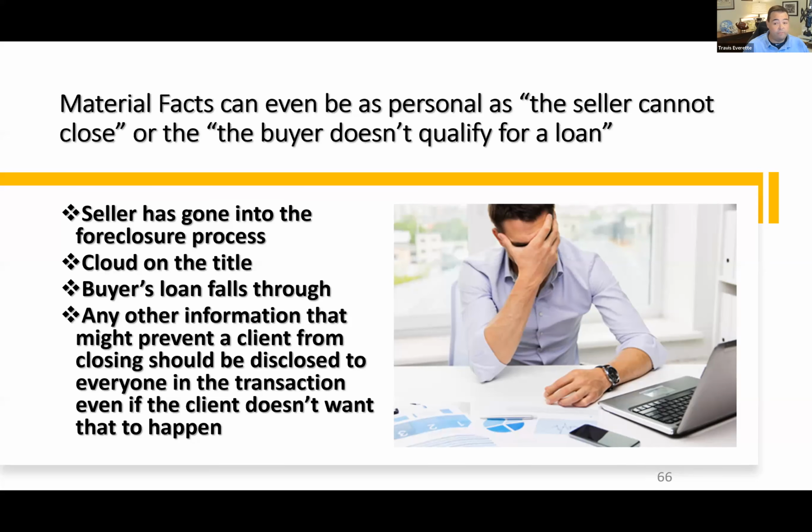Now, that may feel very personal and confidential to that buyer, but does it throw the transaction itself in doubt? Yes. And if it throws the transaction itself in doubt, folks, it just became a material fact that must be disclosed to your customers in the transaction. So if you're representing the buyer and the buyer tells you they've got loan problems, who are you obligated to disclose that to? The seller, because they need to understand that the transaction is now in jeopardy.